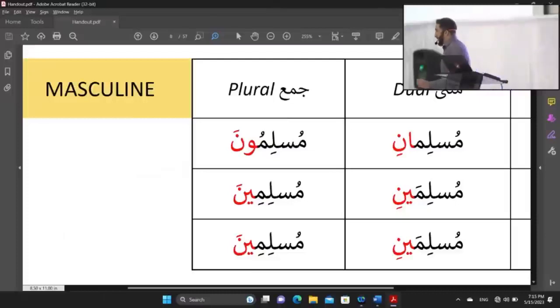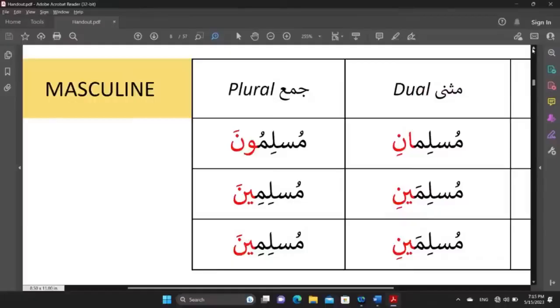Una, ina, ina is used for people or intelligent beings. So it doesn't include your best friend. Una ina is used for people or intelligent beings.